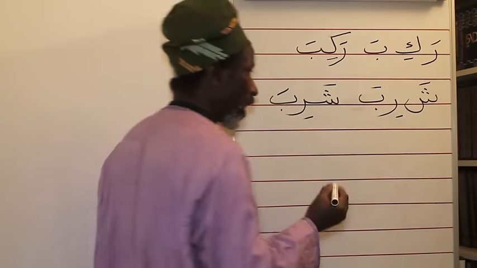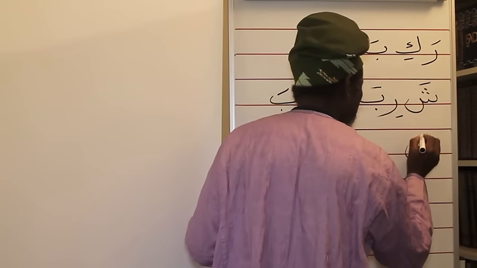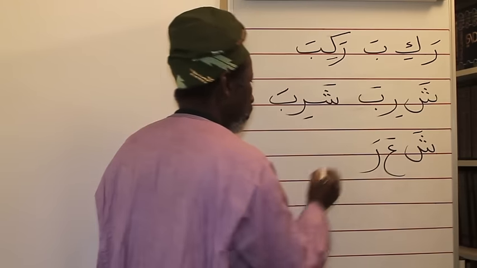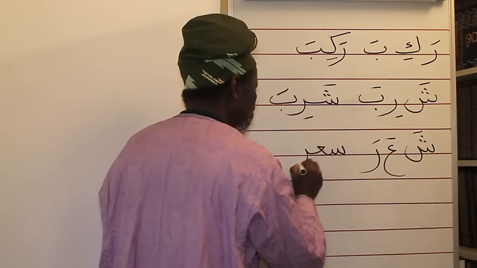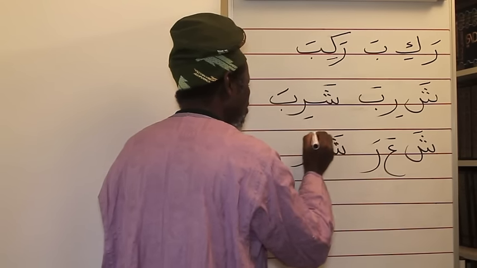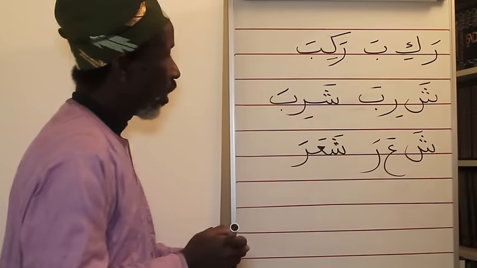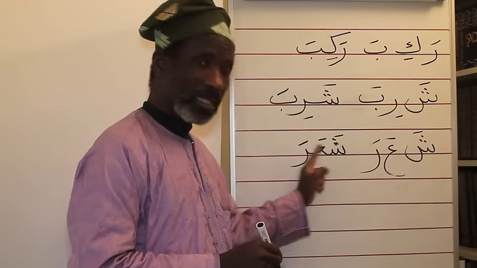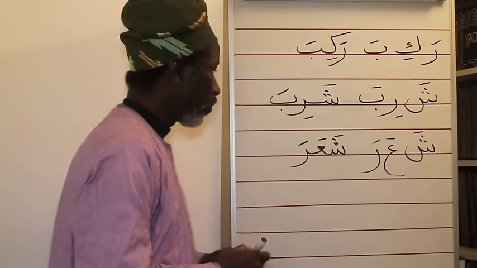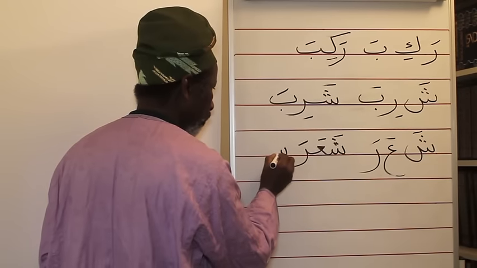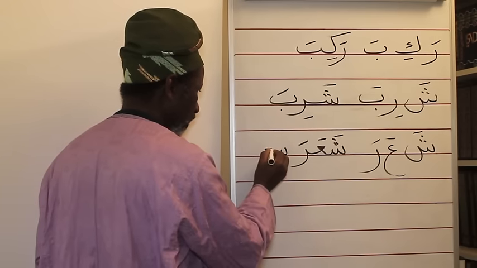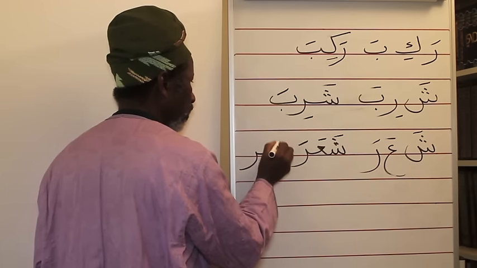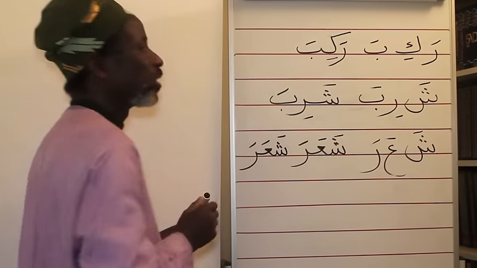Now, ra at the end, sha'ara. Sha, ain, a, ra. Sha'ara. Look, note how the ain in the middle has changed the shape slightly. You need to keep the head flat. One more time for the ain to see how it's written. That's the ain, flat. Sha'ara.